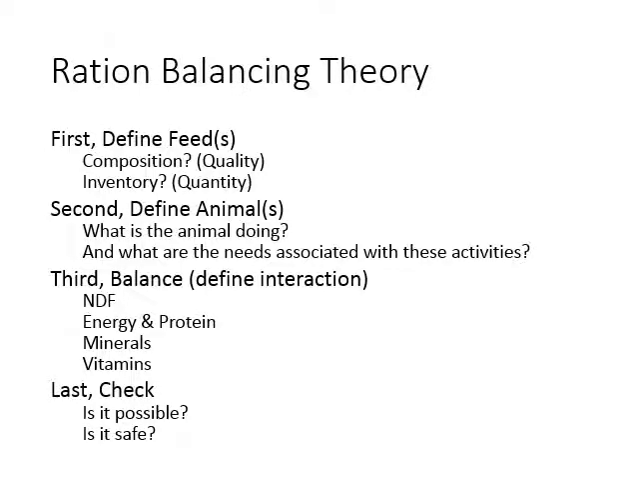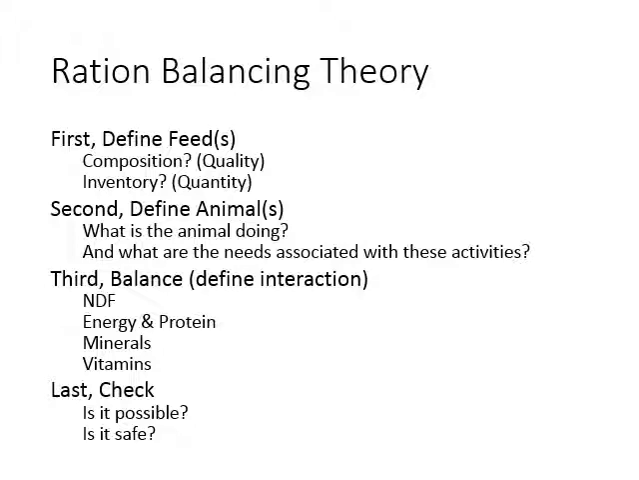So last week we talked about ration balancing theory. What are we doing? Regardless of the ration balancing program, we need to first define the feeds or define the animals. Sometimes, depending on the program, you'll define the feeds first. Sometimes you'll define the animals first. Doesn't matter. So we're going to focus on defining the feeds first. When we're thinking about our feeds, we need to figure out the composition. So we either use book values or send things off for analysis. And we can think about that as the quality of our feed.